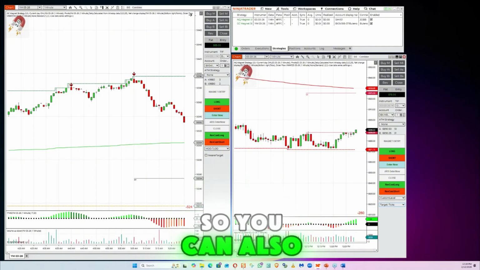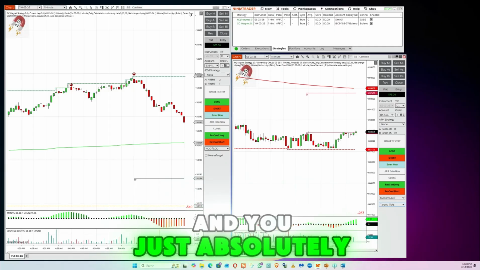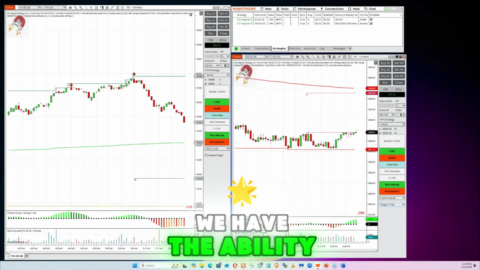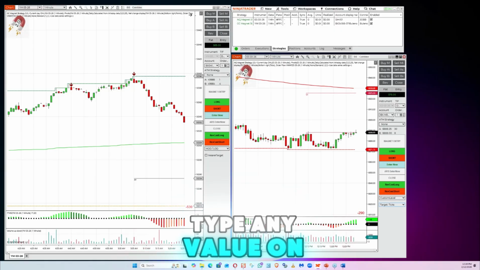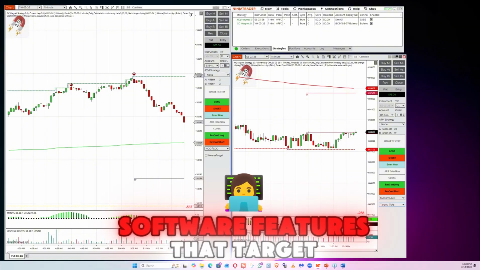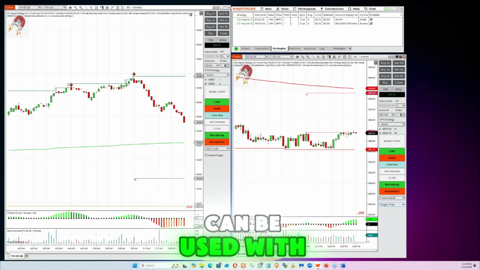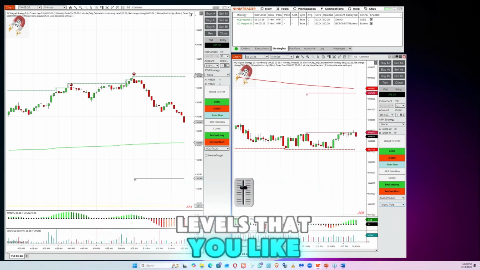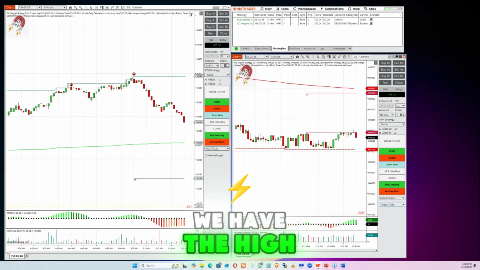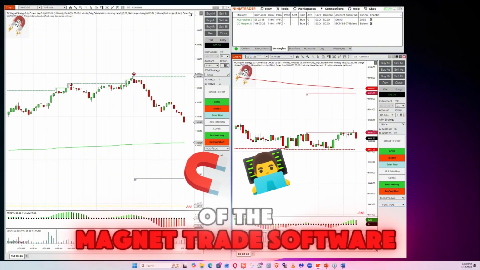So you can also, let's say you are a fanatical Fibonacci trader and you just absolutely have to use Fibonacci's as a custom magnet level. We have the ability in our software to type any value on a chart, and that can be a magnet. And all of the software features that target or trade around those levels can be used with your own personal custom levels that you like. So we have our signal system, we have our targeting system, we have the high of day, low of day system, and it's all part of the magnet trade software.